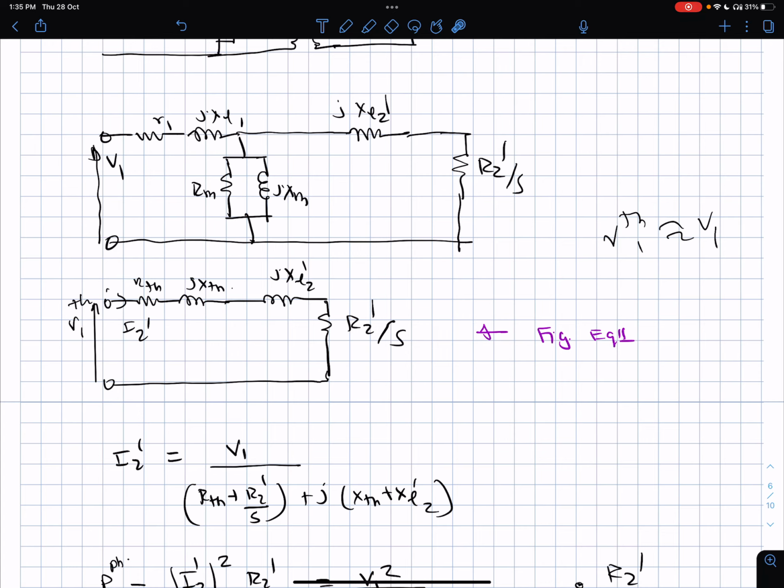So this becomes the equivalent circuit of the induction machine, very similar to the transformer equivalent circuit per phase, except that the slip comes into the picture in the secondary resistance. It is no more R2 dash, it is actually written here as R2 dash by s. Using this equivalent circuit, in the next lecture I will derive the torque speed characteristic of the induction machine. We will take a break here. Thank you.